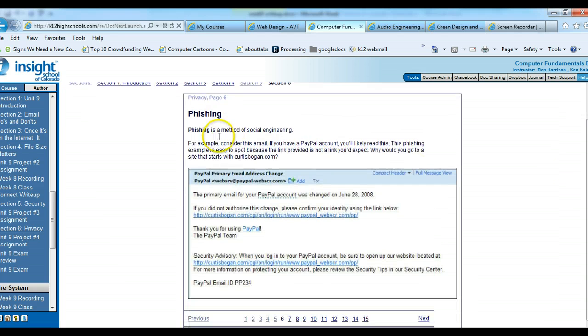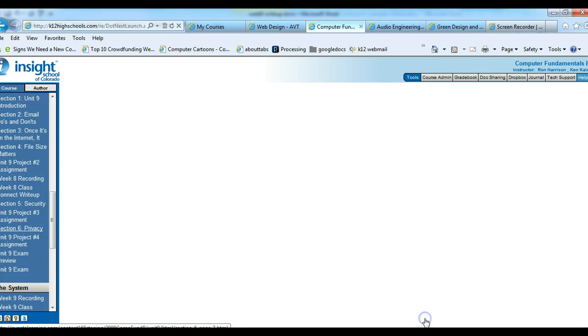Phishing. Phishing is a method of social engineering. Phishing is when somebody sends an email and tries to get information. Here's a sample email that somebody sent. You see that when they send this, it looks really official from PayPal, but look at the address right here. This wasn't from PayPal.com. It was from PayPal-webscr.com. So somebody had that website, and then they created this. They're going to ask you to go in and give your PayPal account information. So that's just what phishing is and how it works.